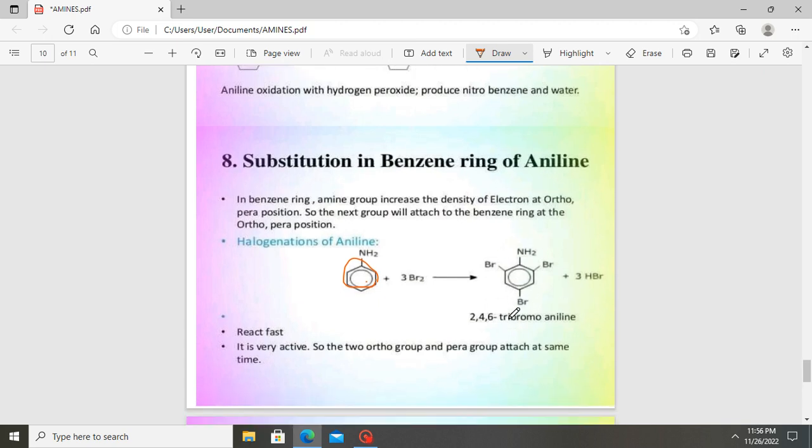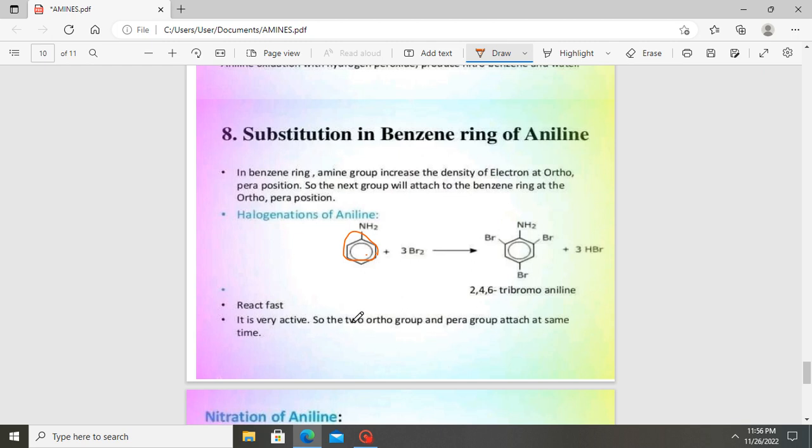This reaction is very fast. So the ortho and para groups attack at the same time because the electron density of this benzene ring is highly increased, it is highly nucleophilic, and the bromine here is highly electrophilic.